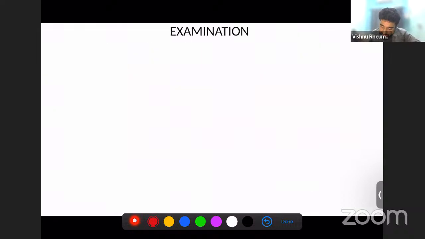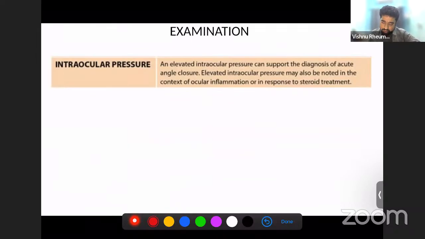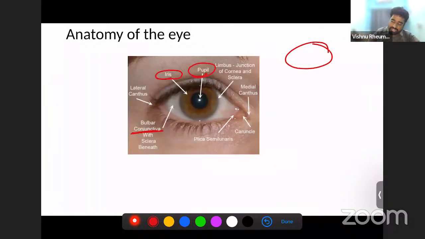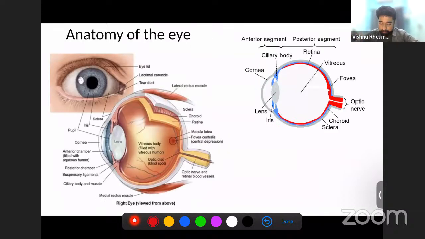Here conjunctiva is not, just a second. So conjunctiva is not labeled in that particular image. So yeah, conjunctiva is something that we discuss separately, right? So conjunctiva is basically the outermost layer of your eye. So conjunctiva can be divided into palpebral, limbal, as well as your bulbar conjunctiva.